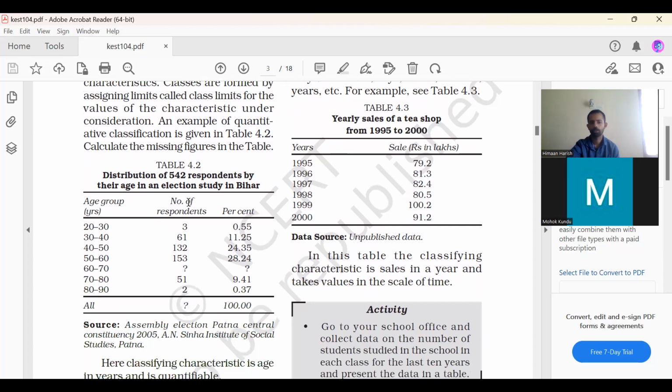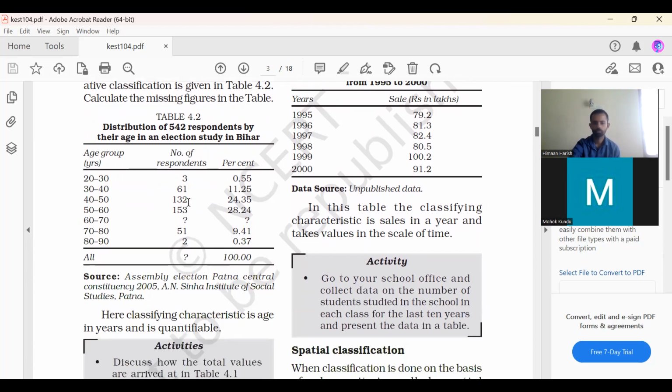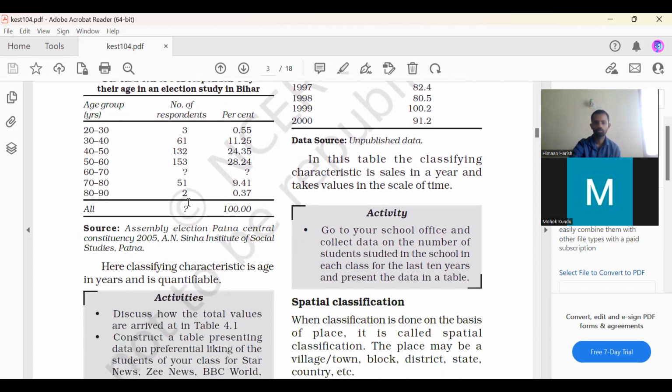It's unpublished data. The source is unpublished. In this table, the classifying characteristic is sales in a year and takes values in the scale of time. There's an activity: go to your school office and collect data on the number of students studied in the school in each class for the last 10 years and present the data in a table.